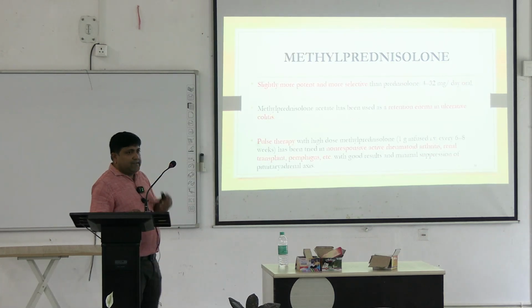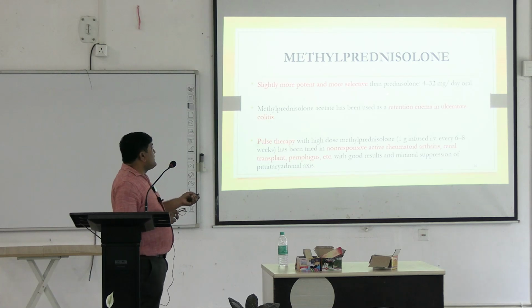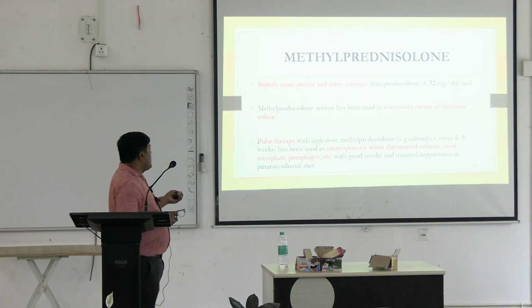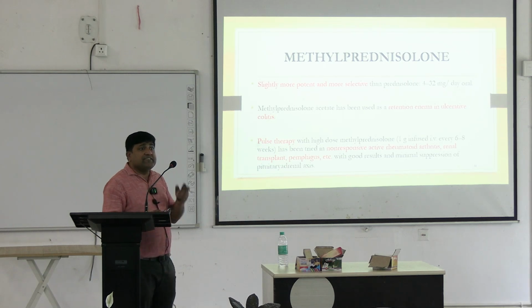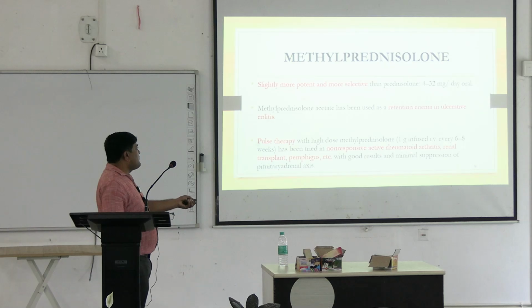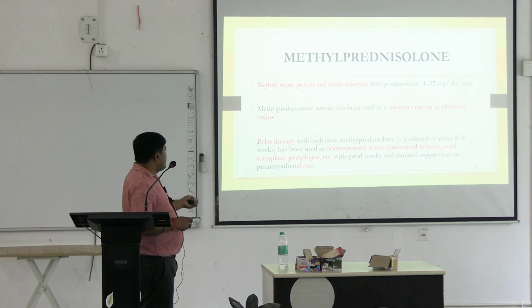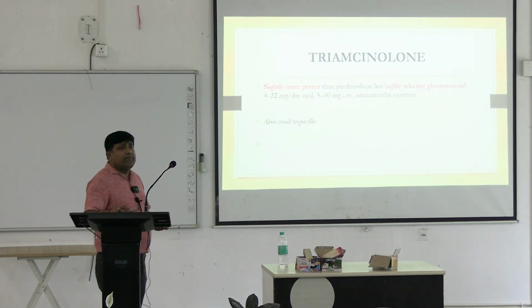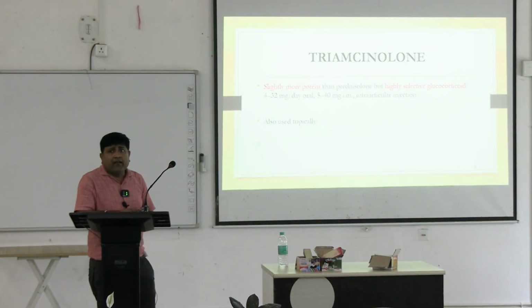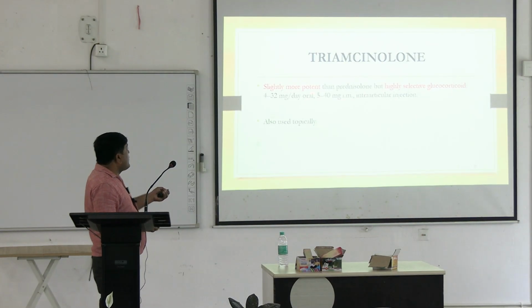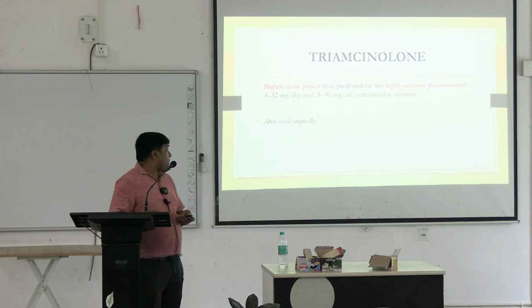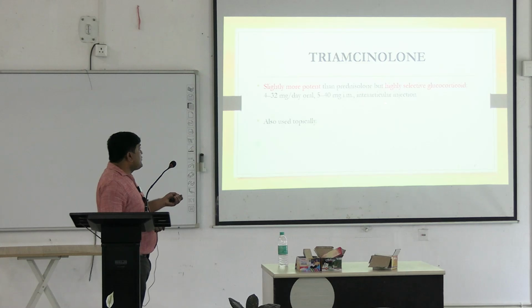Methylprednisolone is slightly more potent, more selective than prednisolone. It has been used as a retention enema in ulcerative colitis, and pulse therapy of methylprednisolone is also used in non-responsive active rheumatoid arthritis, renal transplant, pemphigus. Triamcinolone is again an intermediate acting glucocorticoid, slightly more potent than prednisolone and a highly selective glucocorticoid. It can be used intra-articularly even.